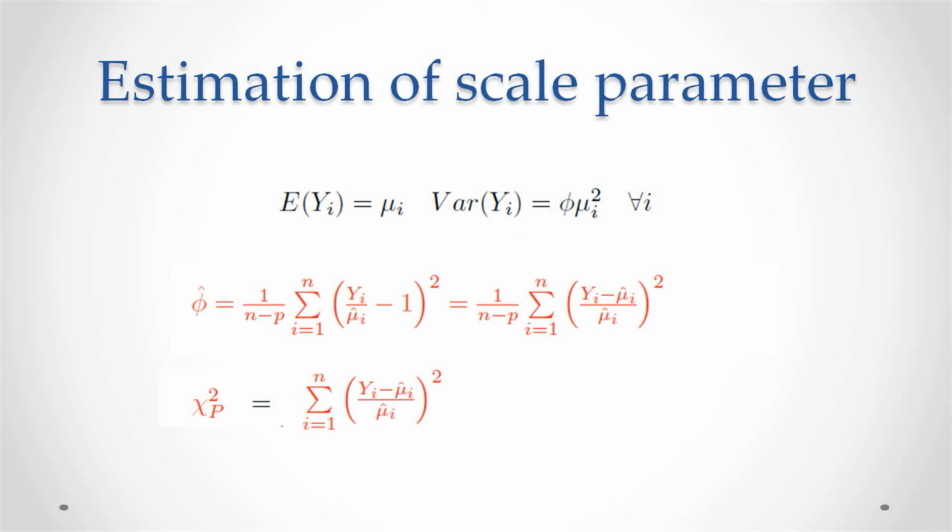Pearson's chi-square statistic for gamma regression is given by chi-square P equal to summation i equals 1 to n of yi minus mu i hat by mu i hat, whole squared, which means that the dispersion parameter is estimated from phi hat equal to chi-square P divided by n minus p.